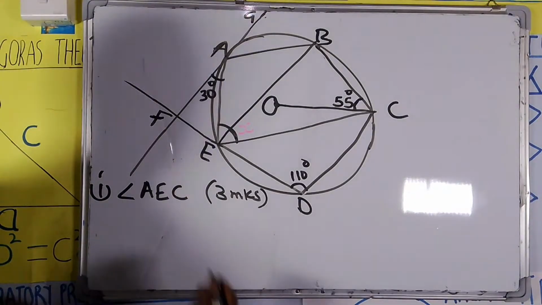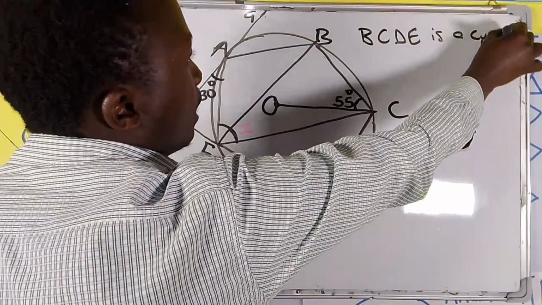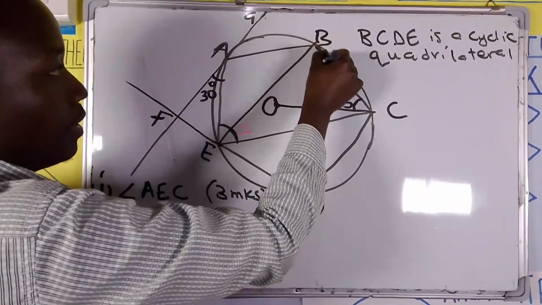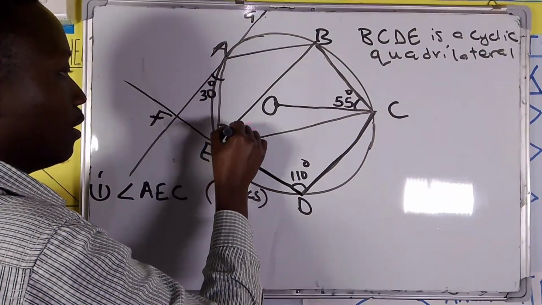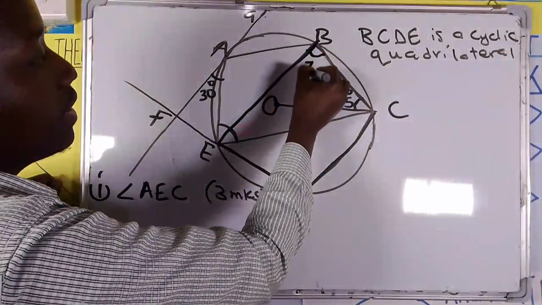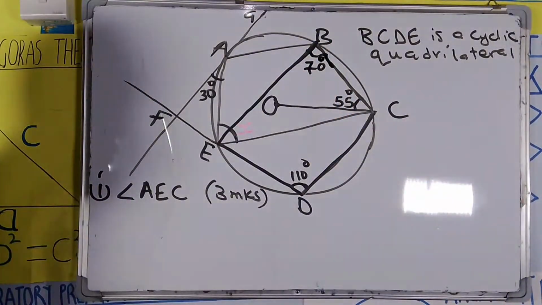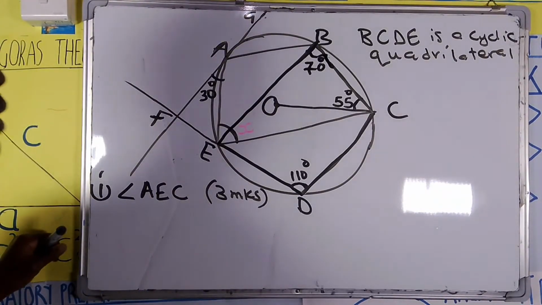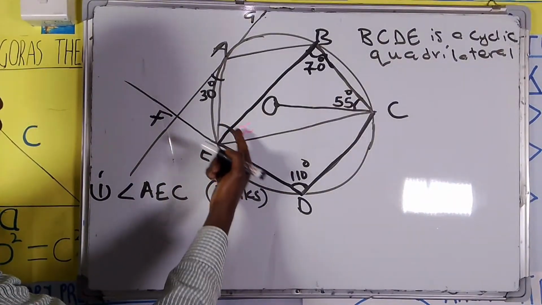Check here. This alone, BCDE, is a cyclic quadrilateral. If you check clearly, BCDE, that alone is a cyclic quadrilateral. What does that mean? If this one is 110, this one is going to be 70. Sahi unajua mbona ni 70, because the opposite angles of a cyclic quadrilateral are supplementary. So this one is 70. Sindio? So tukipata hiyo, tukuje hapa. Tunaenda polepole tu. Finally tunataka hii angle yote.